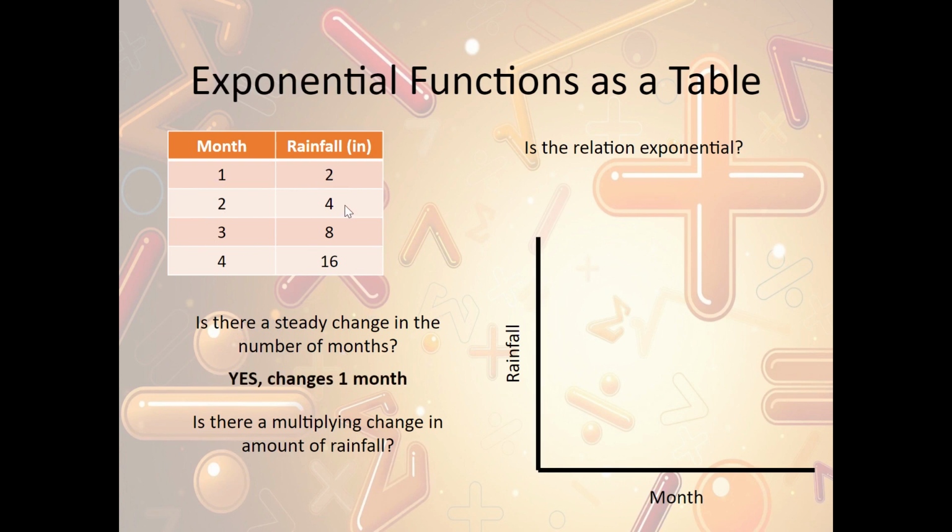Now here we have 2, 4, 8, 16. There is a steady change, and it is multiplication. We're multiplying by 2 each time. 2 times 2 is 4, 4 times 2 is 8, 8 times 2 is 16. So we're seeing a steady change, and it's multiplication. It is doubling, or multiplying by 2 each month.